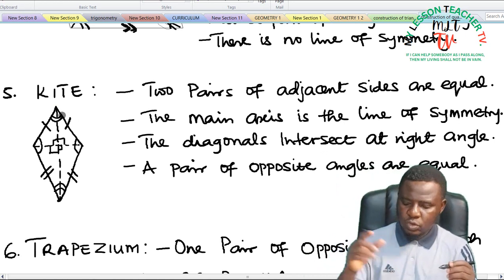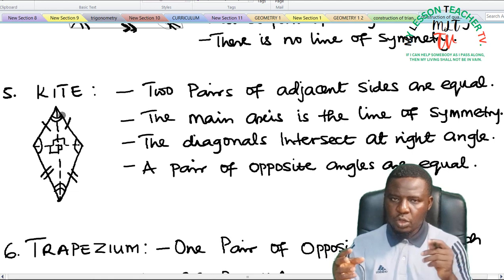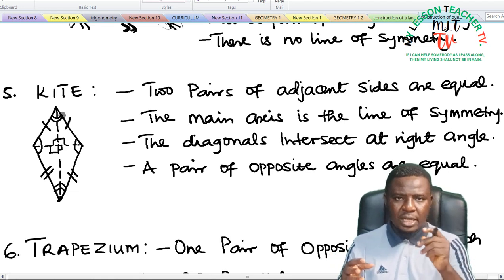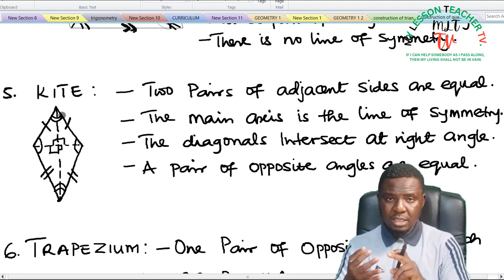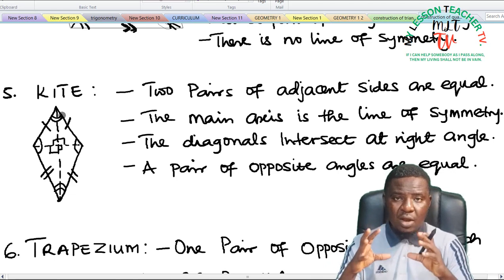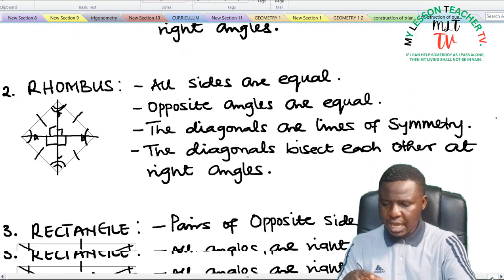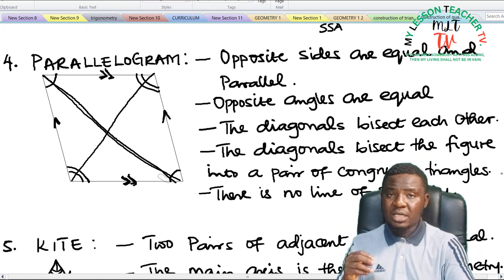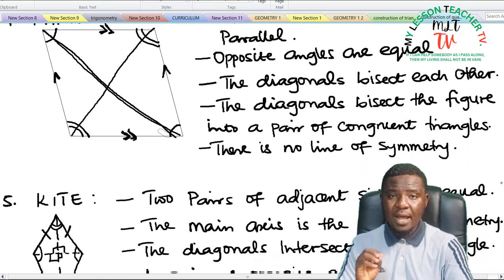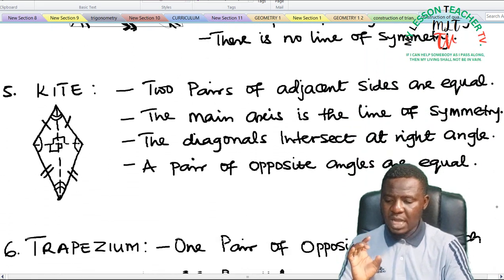Kindly note, of all I have shown you, you agree with me that it is only a rectangle and a square that their angles are said to be equal. That of a rhombus and parallelograms, their angles are not equal, but rather the pair of opposite angles are said to be equal.